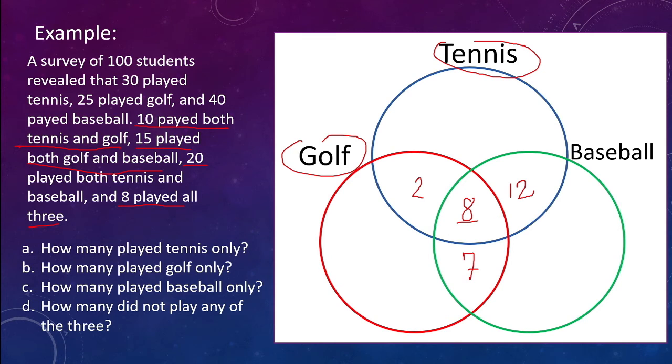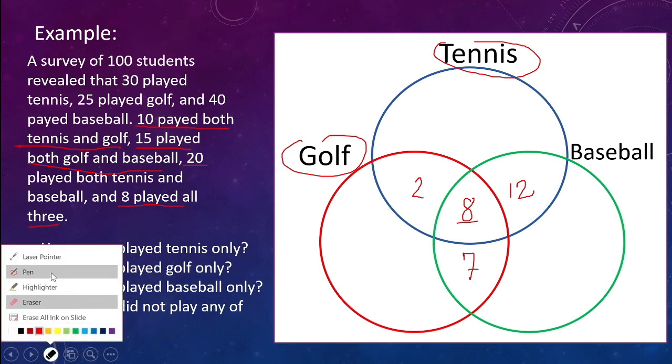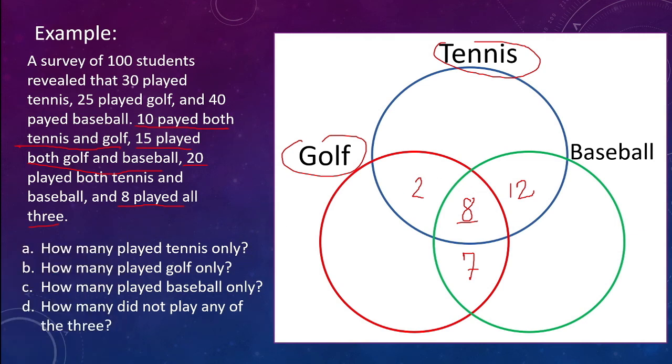Next, punta tayo dito sa tennis. Tennis only. So, pag sinabing tennis only, hindi kasama yung mga intersection na yan. So, how many students played tennis only? There are 30 played tennis. So, 30, meron dito sa tennis, yung kabuuan ng tennis. Meron ka ng 2, 8, at saka 12.